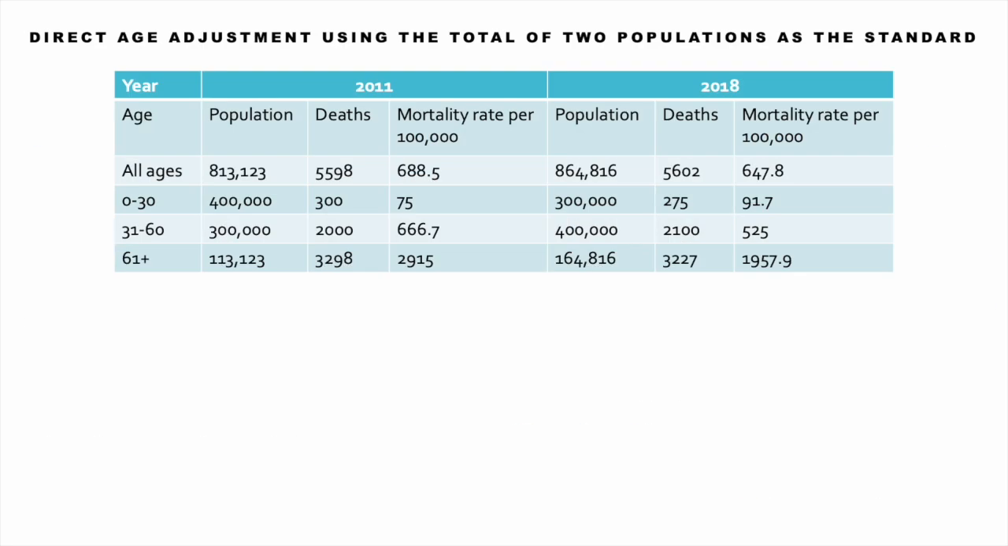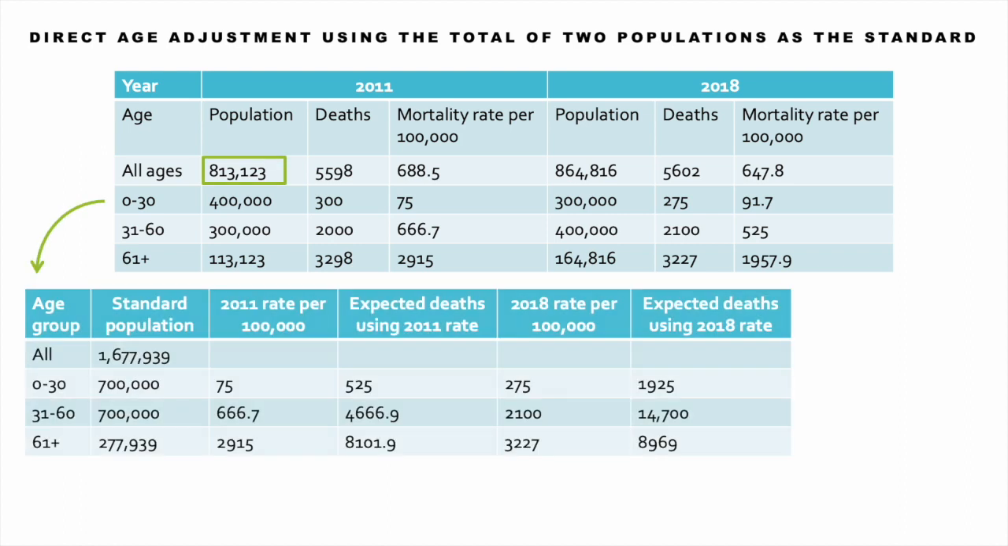Let's go through another example of direct age adjustment using the total of two populations as the standard. Again, we're going to add the total population from the earlier time period to the total population from the later time period, and that will give us the total population in our fictitious standard population. We're going to repeat that for each age group. Then we're going to multiply the 2011 mortality rate by the standard population for each age group to get the expected deaths using the 2011 rate. In this case, just like the last one, we're dividing by 100,000 to get the smaller number there.